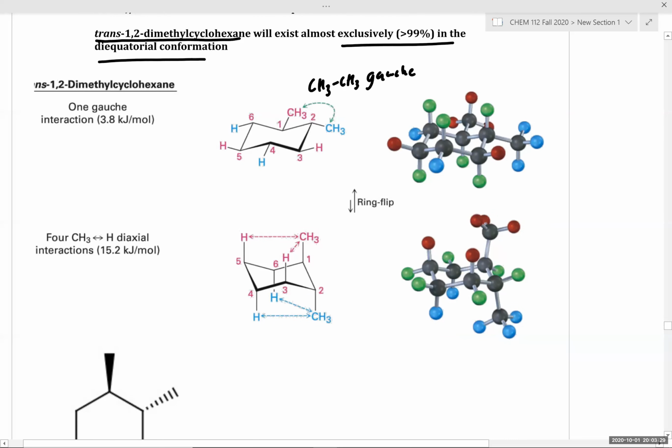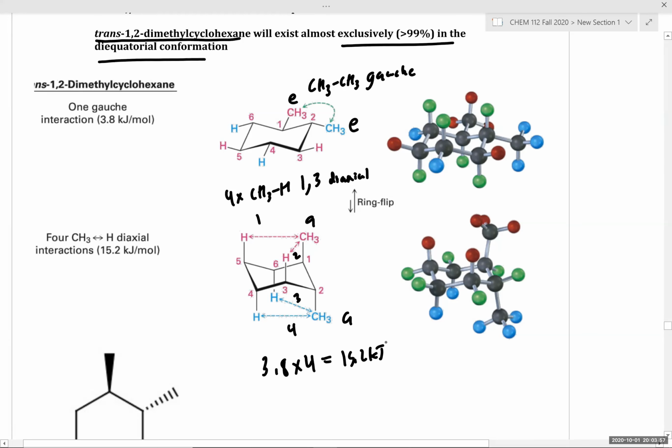However, when we undergo a ring flip and our methyl groups are now in the axial position, we see that we have 1, 2, 3, 4 methyl hydrogen 1,3 diaxial interactions, which costs us 3.8 times 4, which gives us 15.2 kilojoules.